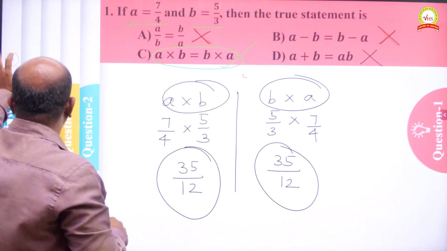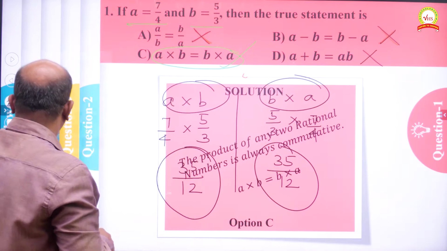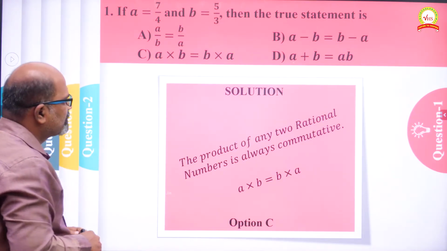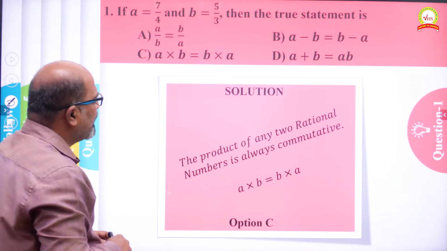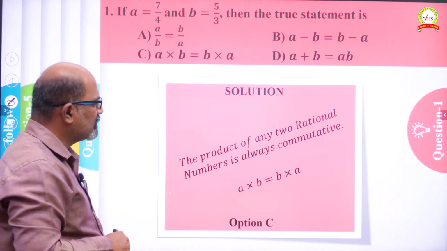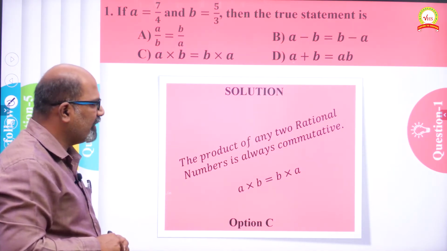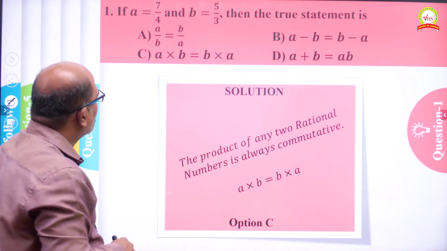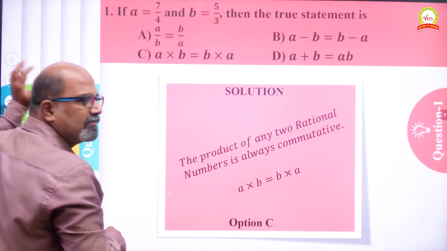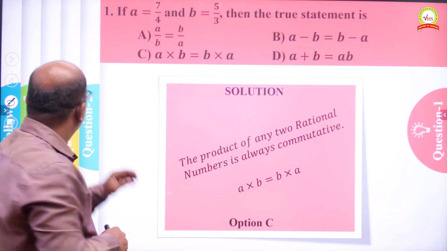Okay, let us check the answer now. Yes, we have the answer here. The product of any two rational numbers is always commutative. So A into B equal to B into A. It is the only correct option. Okay, now let us move to the second question.